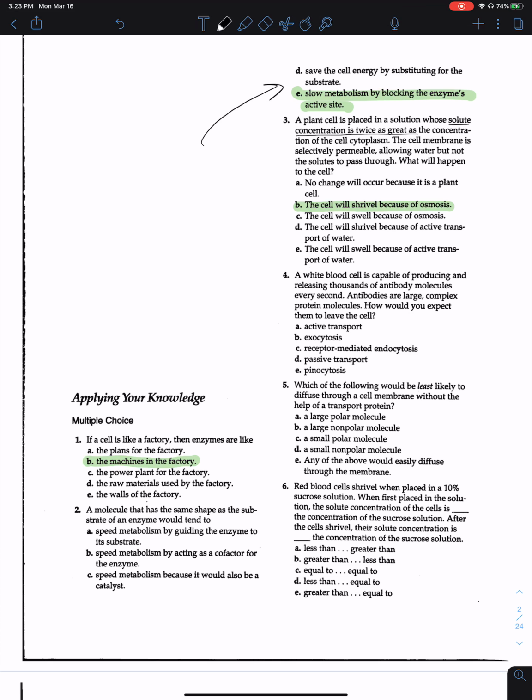Yeah, that is correct, because water will leave the cell. It's more salty on the outside. Yes, so the cell will shrivel because of osmosis. I had to kind of confuse myself, I guess. So that's the answer here.